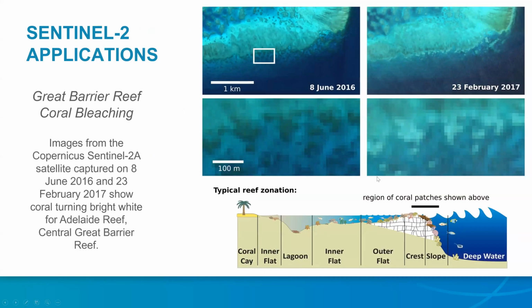This image shows an Australian example in the Great Barrier Reef for the monitoring of coral bleaching. Bleaching happens when algae living in the coral's tissues, which capture the sun's energy and are essential to coral survival, are expelled due to high water temperatures. So you can see that the coral has turned white in the image from February, and this is bleaching. So Sentinel-2's frequent revisits and high resolution make capturing events like these from space possible.